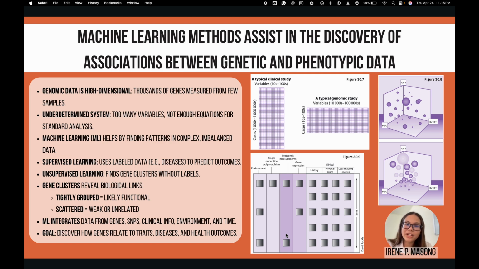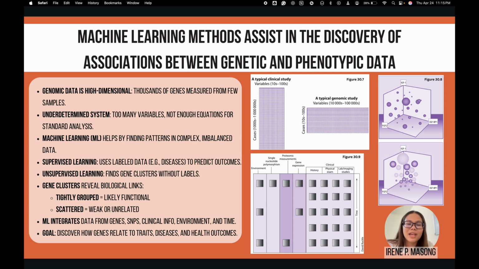Today, I will explain how machine learning methods assist in the discovery of association between genetic and phenotypic data. Genomic studies generate data from tens of thousands of genes but often have only a few samples. This makes the data high-dimensional and difficult to analyze using traditional methods. Machine learning solves this by detecting patterns in large, complex datasets.